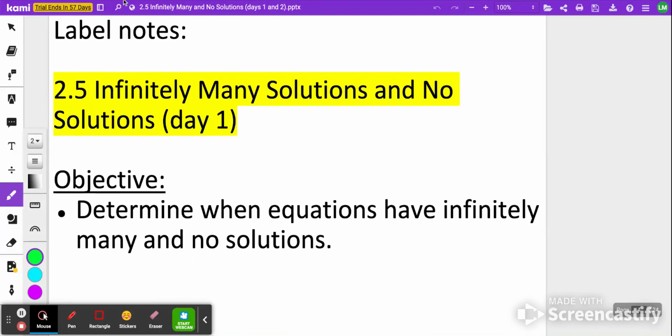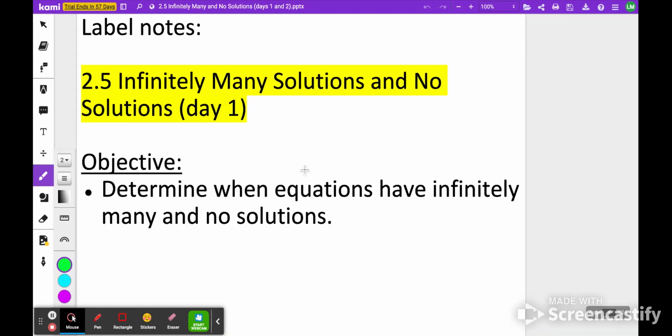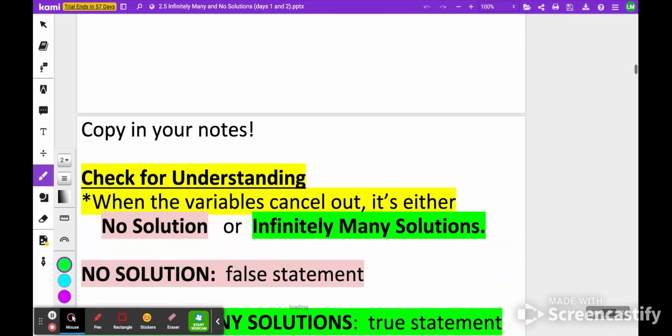Today we're going to be looking at lesson 2.5, which is infinitely many solutions and no solutions. This is just day one. Tomorrow we'll talk about another common set, but for today we're just going to determine when equations can have infinitely many solutions and no solutions.